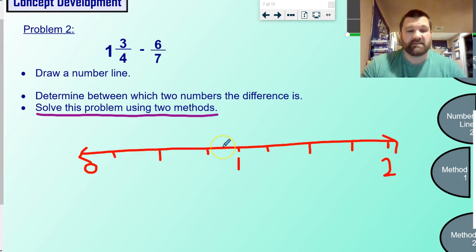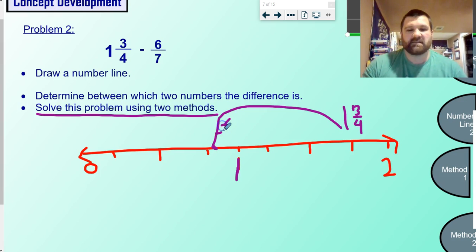Okay, well this is pretty easy. So you should be done. And we have 1, we have 2, and we need to show me where 1 3/4 would be. Well, we know that 1's here, right? 1, 2, 3. So we would say 1 and 3/4 would be there. Okay. And we're taking away almost a full whole. So I bet you it'll be right about here somewhere. We're going to say minus 6/7.